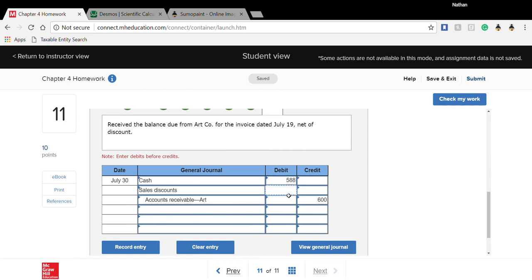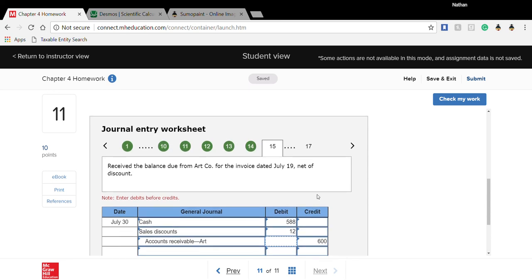Discount is the difference between the two. Again, if you use mental math, it's only $12. And if you want to, you can subtract the two. Again, 600 minus 588 will get you $12. And of course, you can always add them up to make sure it balances out to 600. Again, always make sure your debits equal your credits. Has to work, no matter what.